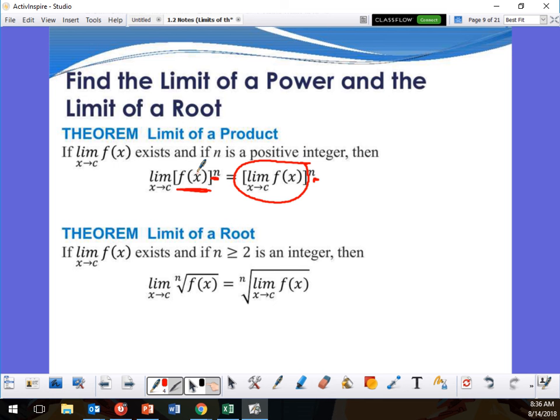Same thing with a root. A root is basically an exponent. So a square root of 5 is the same as saying 5 to the what power? 1/2 power. Okay, that's another thing. Okay, it's the same thing. It's the same rules as exponents because a root is just another type of exponent, just with a fraction.